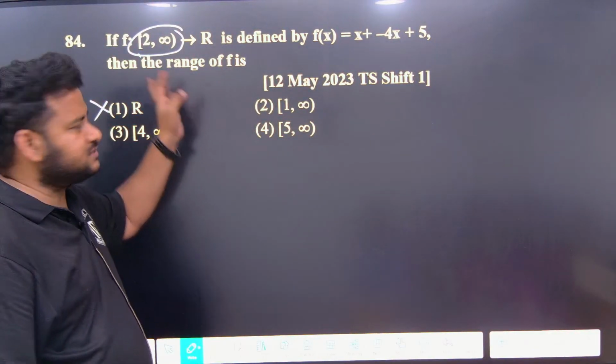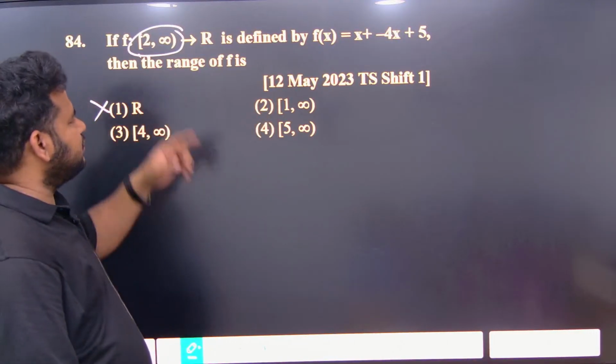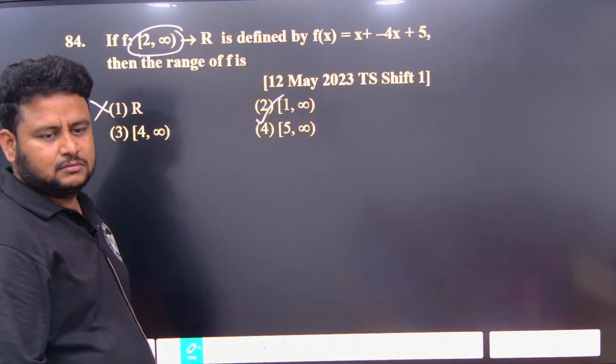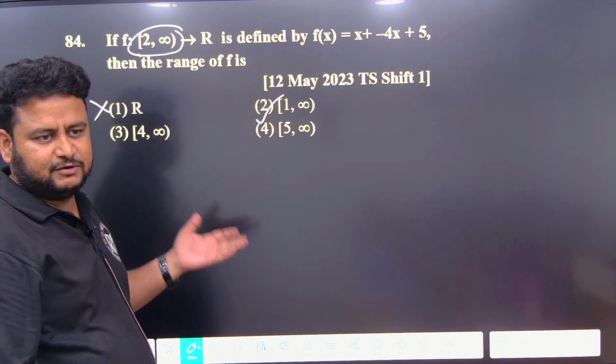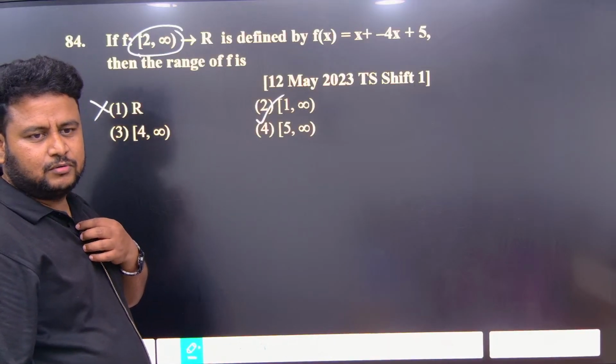From the set of real numbers, you remove that. Remaining is what? 1 comma infinity, na? If you remove 2 to infinity, this is what is remaining. Second option is correct. Understood? The second option is correct, what you told, but you didn't tell the correct reason. Okay, understood? Yes or no?